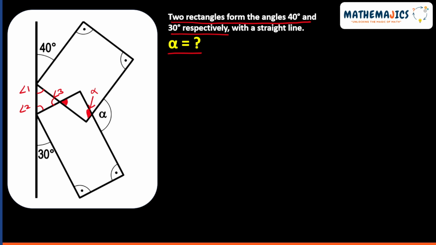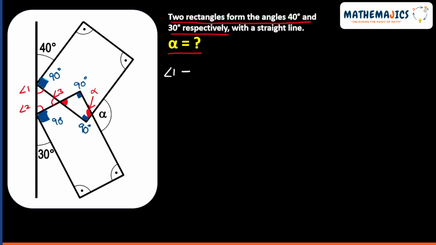And we know that we have two rectangles. In rectangles, all the angles are 90 degrees. So I'll mark the 90 degree angles with blue color. This is 90 degrees. Similarly, this is also 90 degrees. This is also 90 degrees. This is also 90 degrees. Now let's solve this question.